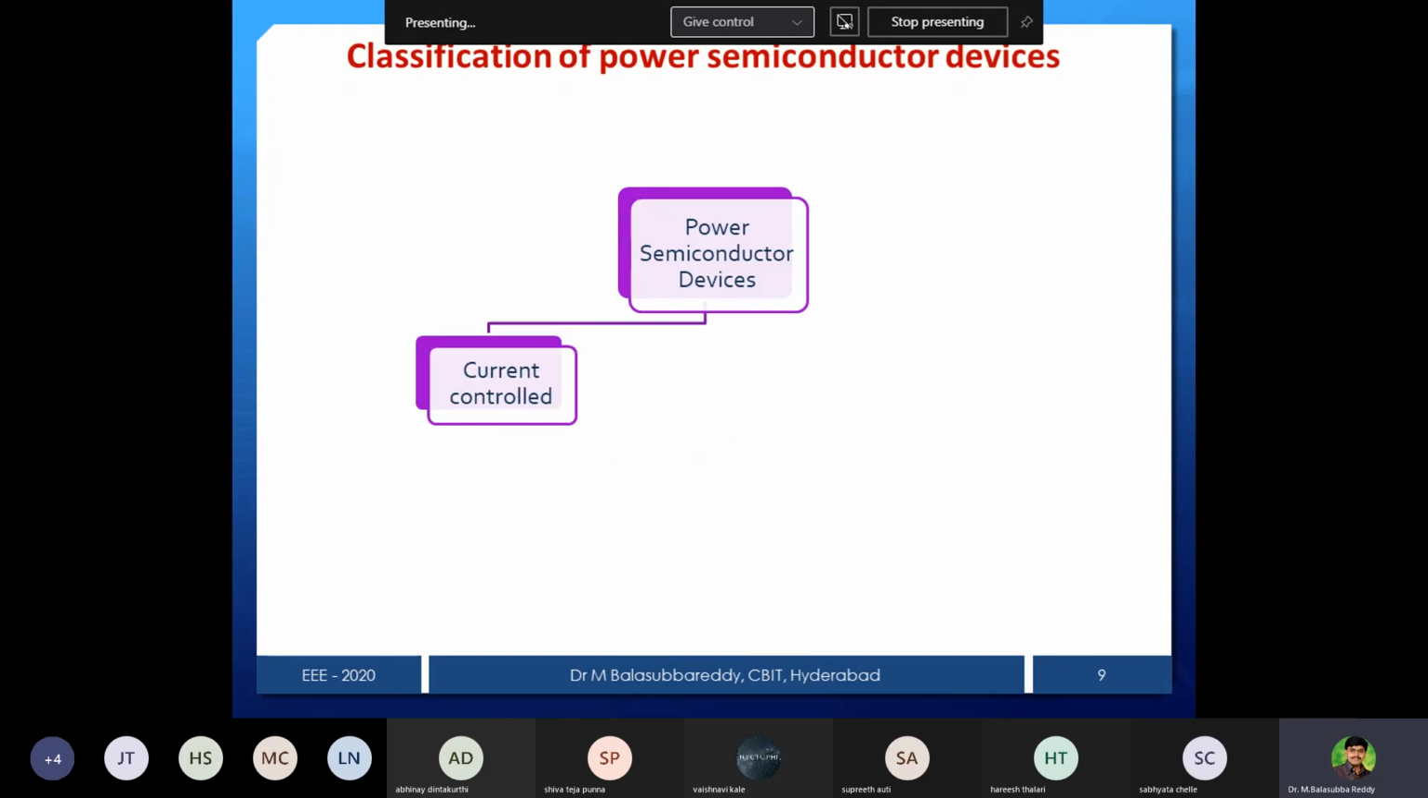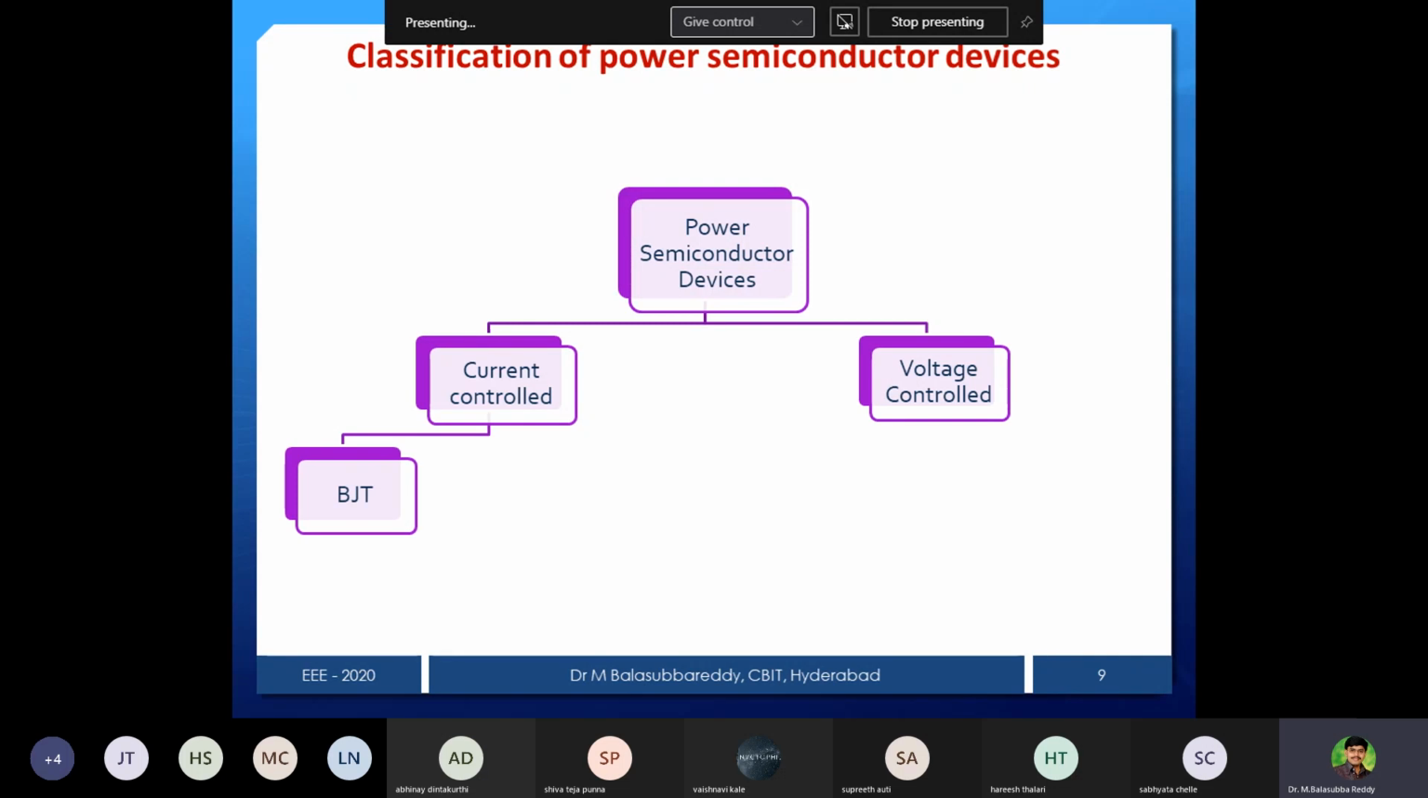Another classification you can see is based on the control, whether it is a current control device or a voltage control device. In current control devices, BJT is a current control device. As I said, once current is passed through the base of that BJT, automatically the device is turned on. And if you remove the current, the device is turned off. So that is the reason we can say this is a current control device. Even SCR is also a current control device, because we are passing the gate current, it is going to turn on the device. So these are current control devices, and GTO is also a current control device.